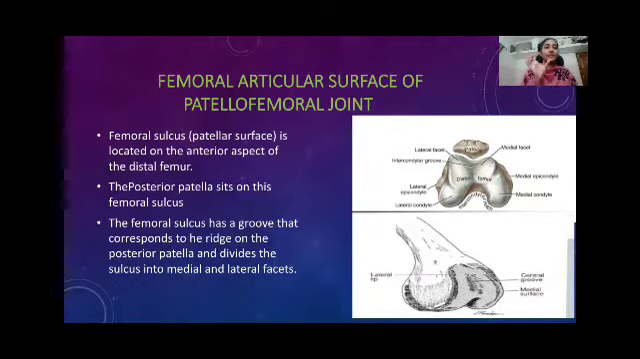So what happens is there is a sulcus located on the distal aspect of the femur, and there is the patella. The patella posteriorly has a ridge, and the femur anteriorly has a sulcus, a groove. So this ridge and groove fit together, and the facets of the patella fit to the patellar surface on the femur. So they form the patellofemoral joint.